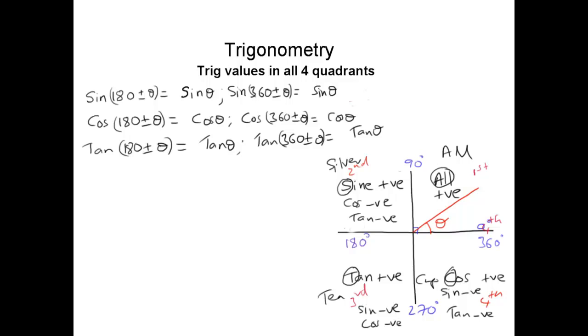Let's try to find cos 150 degrees. Okay, so 150 can be written as 180 minus 30, right? Cos 180 minus 30, and we know that cos 180 minus theta is cos theta, right? So this should be cos theta, which is cos 30.